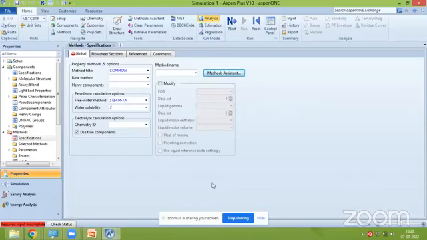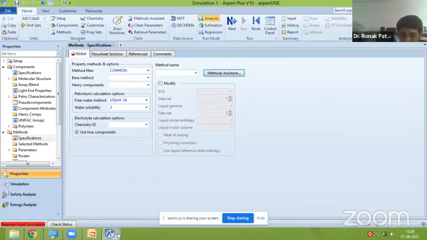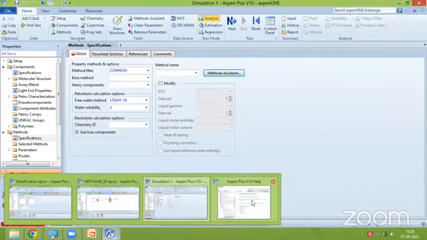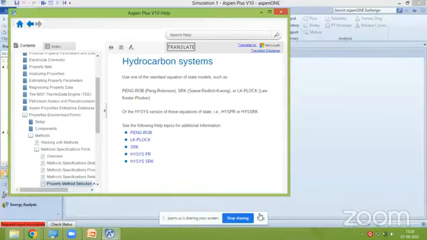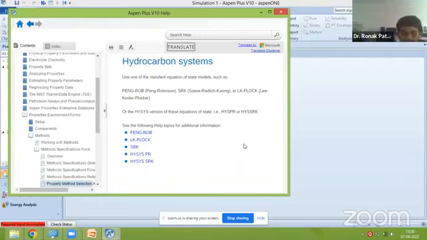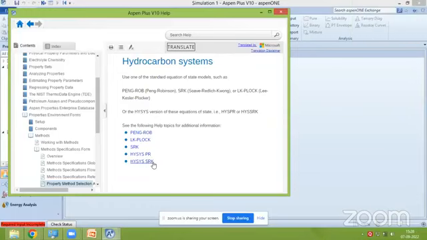Okay, that will be great. I think that is not there in Aspen HYSYS. I've already used that, sorry. Aspen HYSYS doesn't have this assistant for package selection. I worked with Aspen HYSYS. Yes, if you have the HYSYS version, you can see HYSYS PR and HYSYS SRK.